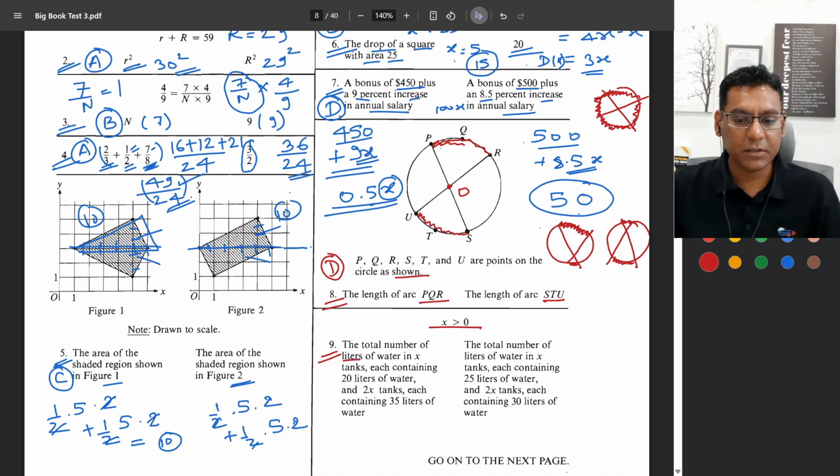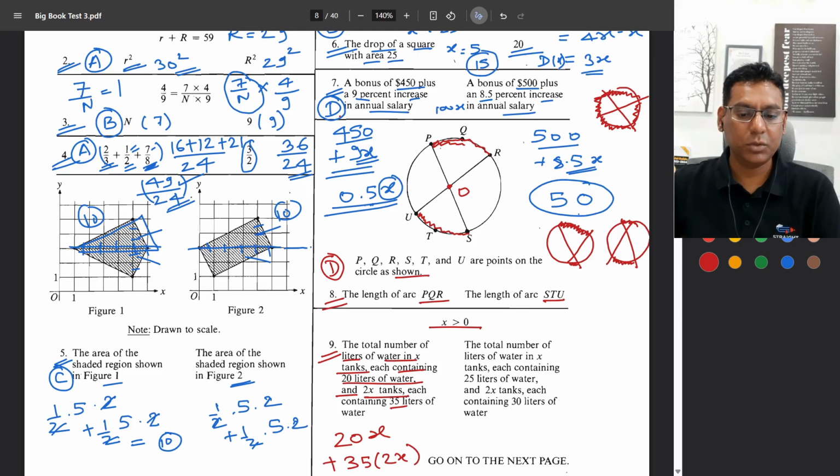Total number of liters of water in x tanks, each containing 20 liters of water. So 20 liters of water in x tanks, that is 20x total water, and 2x tanks, each with 35 liters of water. So 35 liters of water in 2x tanks. This is total here. What would that be? 20x plus this would be 70x. So it's going to be 90x.